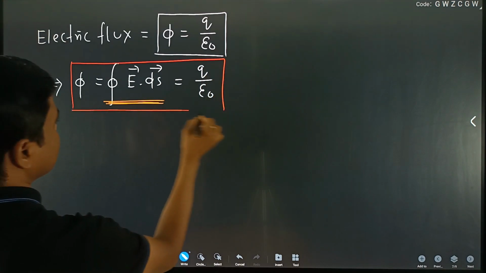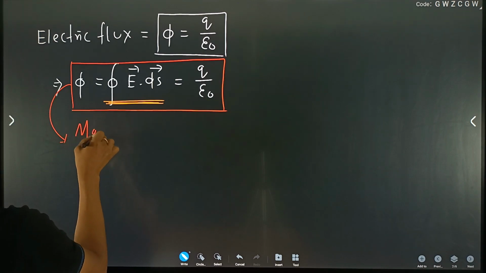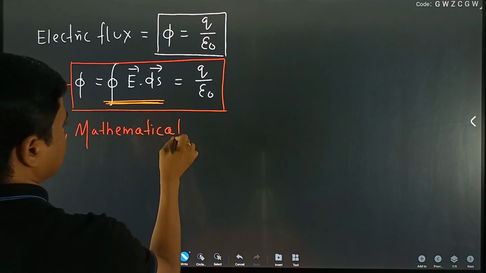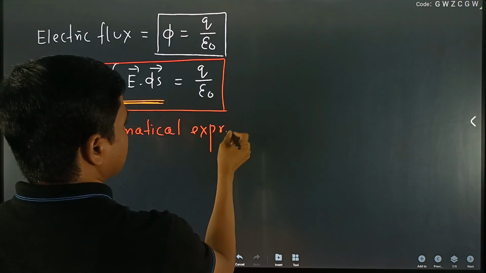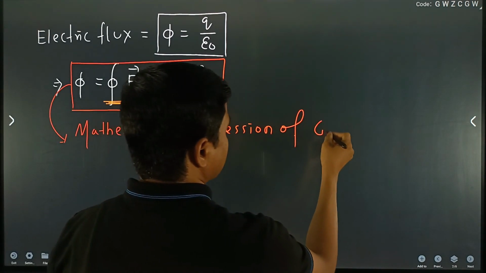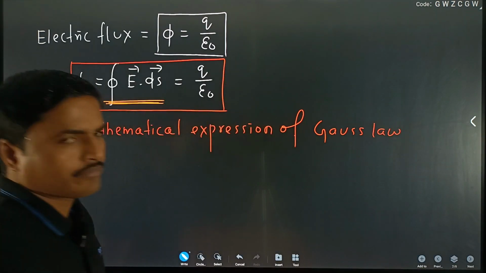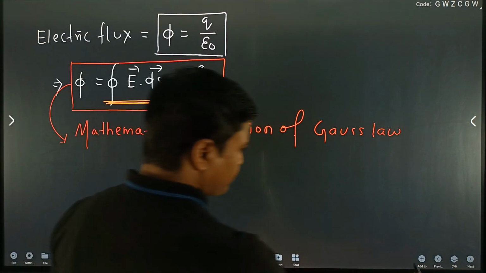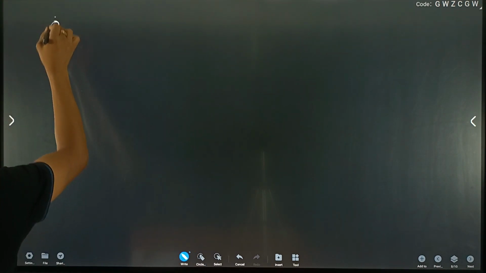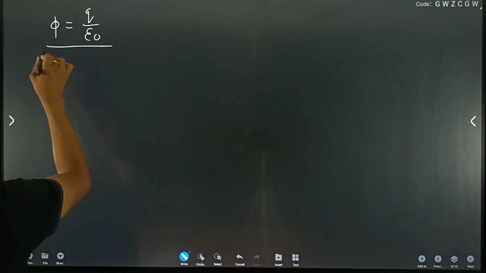This is the statement or mathematical expression. We write that is the mathematical expression of Gauss law. Clear? And here the mathematical expression, you know, that is phi is equal to Q divided by epsilon 0.